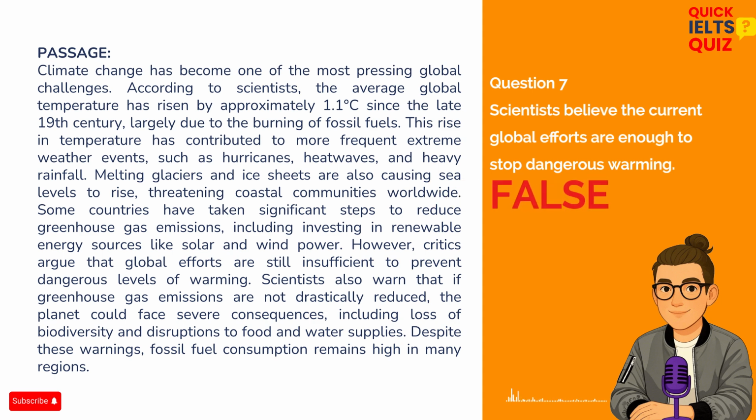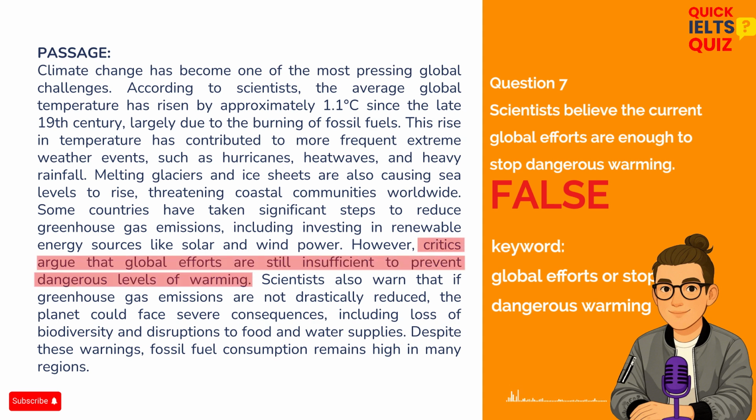The answer is false. Here's how to find it. Scan for keywords like global efforts or stop dangerous warming. You'll find critics argue that global efforts are still insufficient to prevent dangerous levels of warming. The statement says scientists think the efforts are enough, but the passage says the opposite. They are insufficient. This direct contradiction makes the answer false.